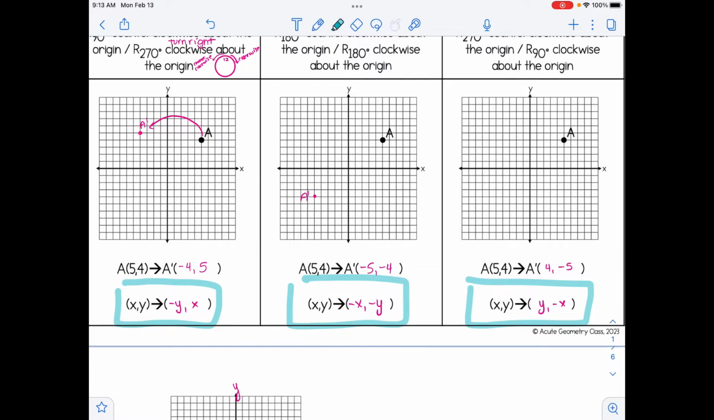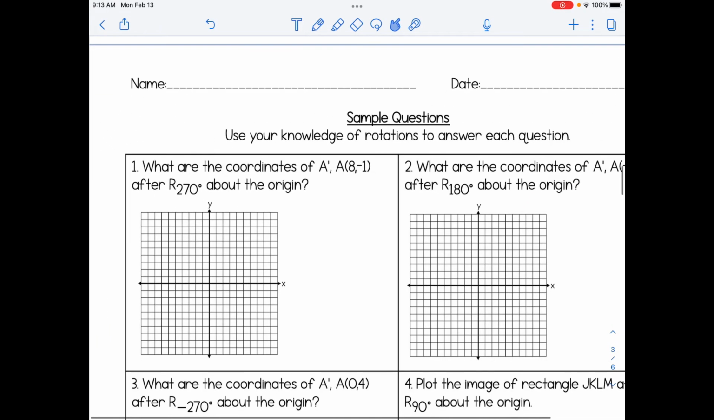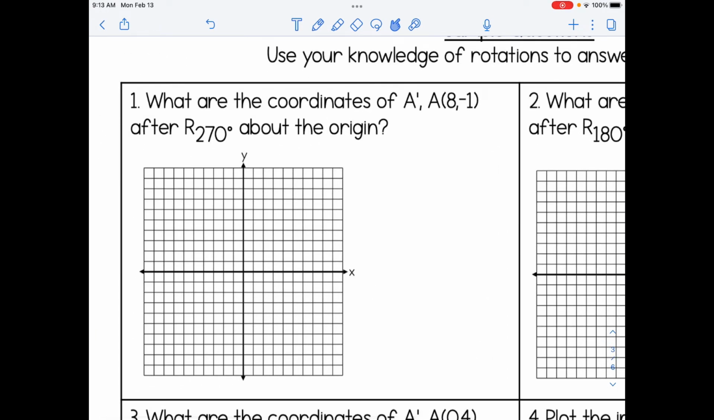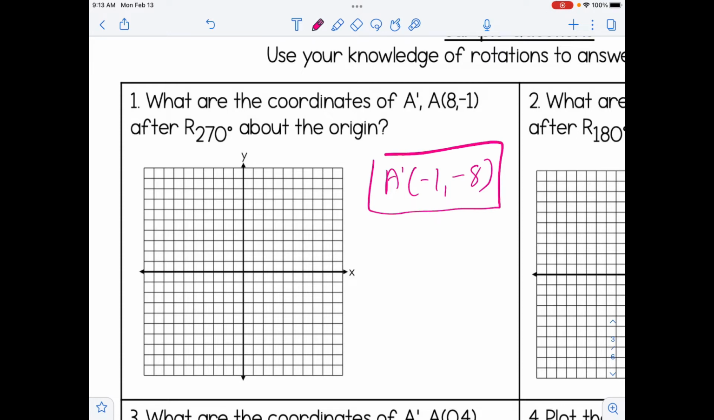Okay, so I'm going to show you exactly what that would look like. So if I look at sample question number 1, it says, what are the coordinates of A prime? 8, negative 1 is A, after a rotation of 270 about the origin. So if I apply that shortcut rule, which was negating the x value and then swapping the 2 coordinates, I can get my answer of negative 1, negative 8.